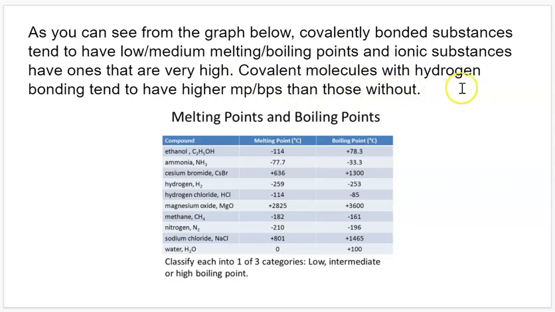Unless they have hydrogen bonding, the molecules that have hydrogen bonding tend to have somewhat higher points. Say you compare something like hydrogen chloride or methane, which are in the negatives for their boiling points, which means they're probably going to be gases at room temperature, and compare that to something like water, which boils at 100 degrees Celsius, or ethanol, which boils at 78.3 degrees Celsius.